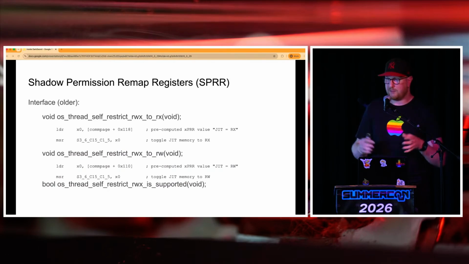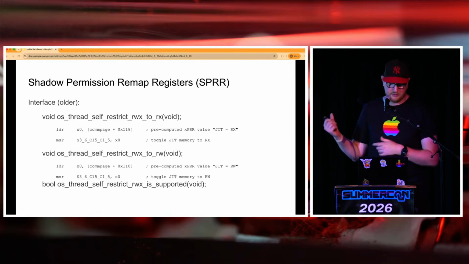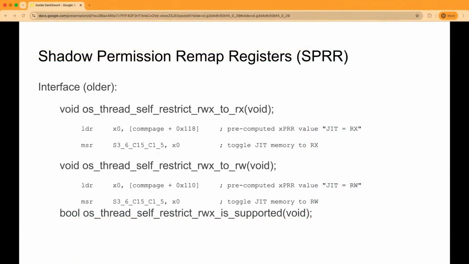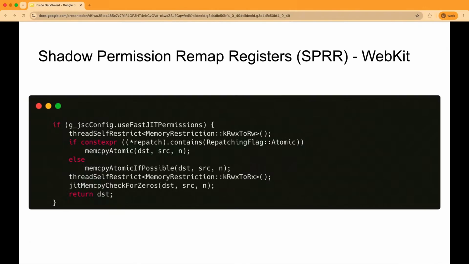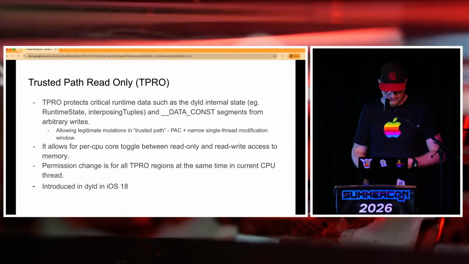This works by having a couple of functions that can be called. This is the older interface, where you can see there is a thread self-restrict from RWX to RX, and then the same from RWX to read-write. And the other function is just to check if it's supported, and you will always see these assembly instructions here, the MSR, with these specific registers, to spot these specific parts in code. This is a newer interface that is used in WebKit now, and it basically uses the same functionalities, where we have some thread self-restricting function to get into it and get out of it again.